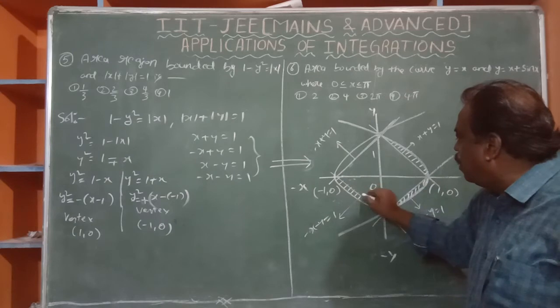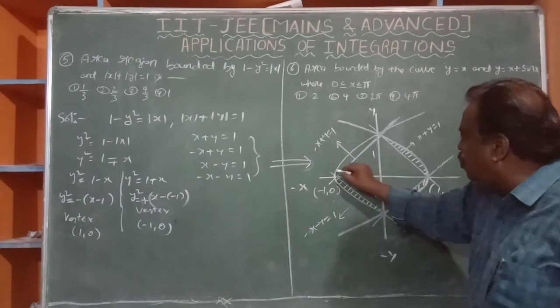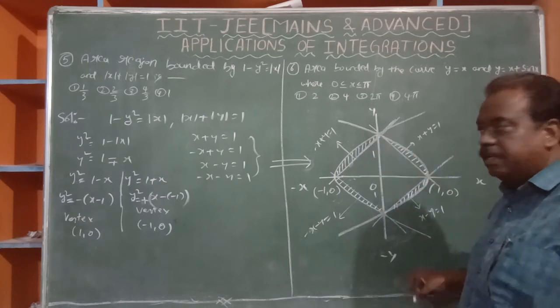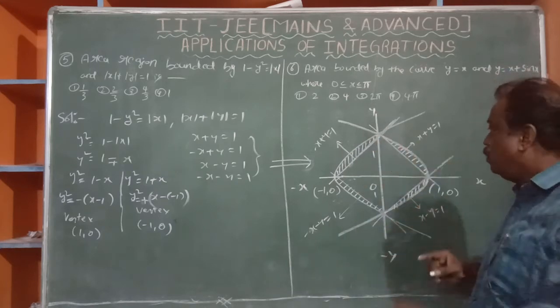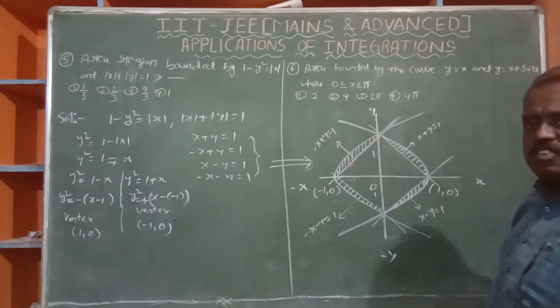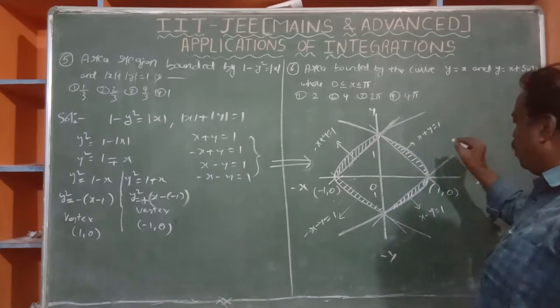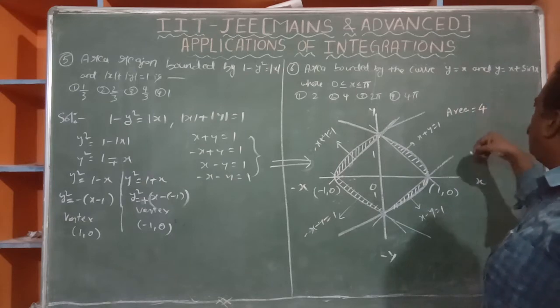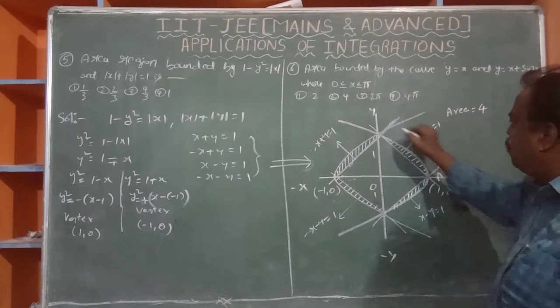In all quadrants, the area is included. That is the area. But everything is symmetric, so it is easy. The area is 4 times this area.